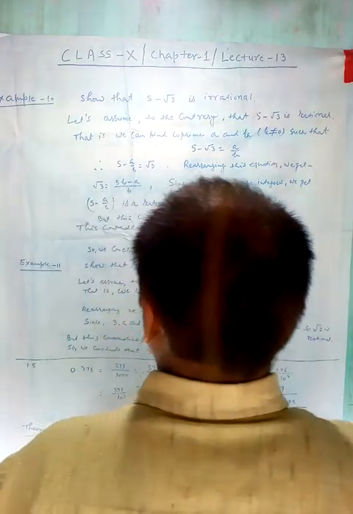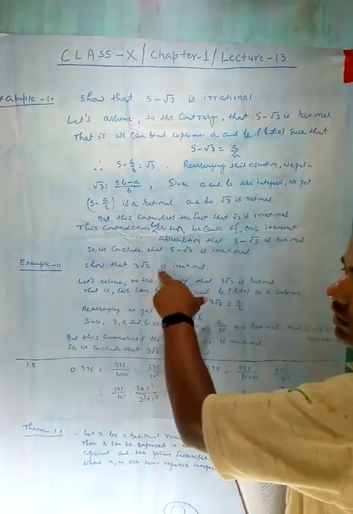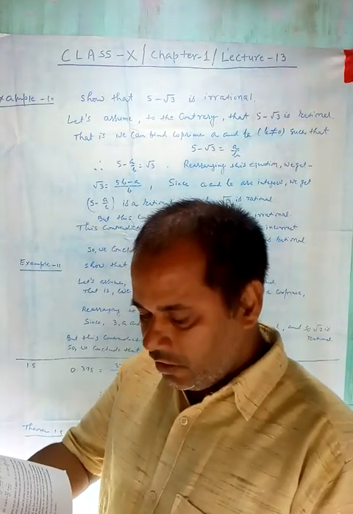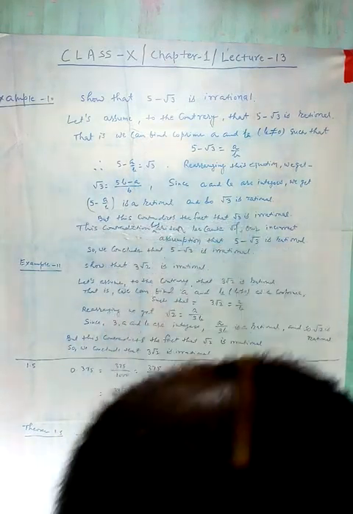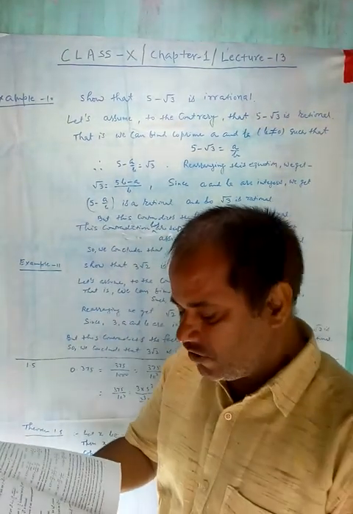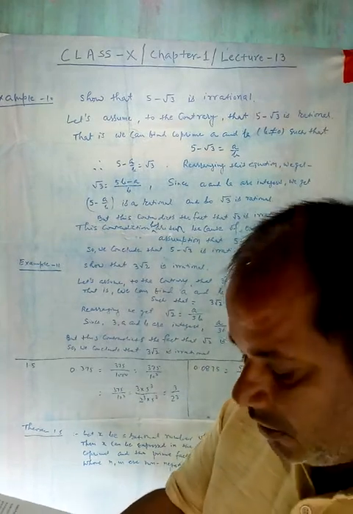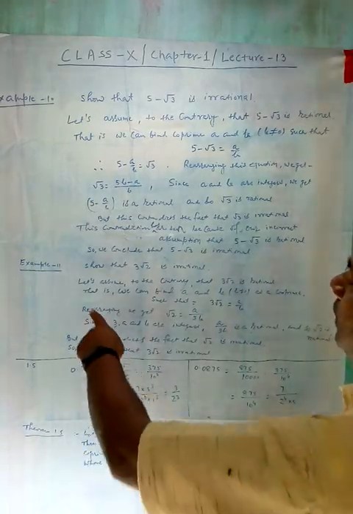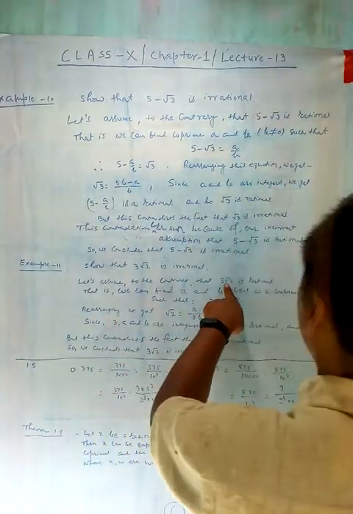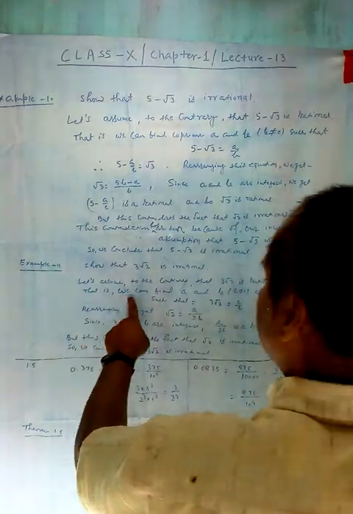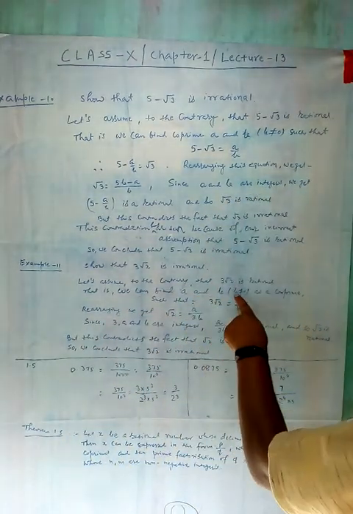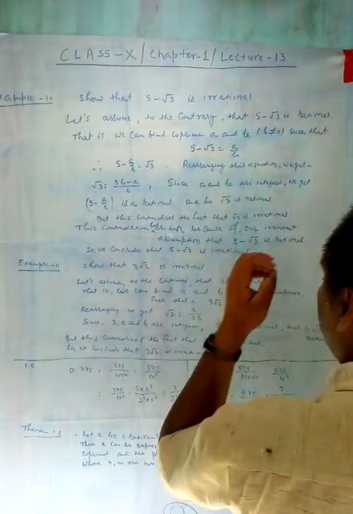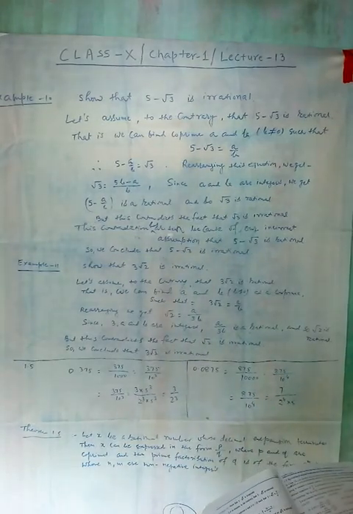Example number 11. Prove that 3 root 2 is irrational. It is in your book, example number 11. Let us assume to the contrary that 3 root 2 is rational. That is, we can find co-prime a and b, where b is not equal to 0, such that 3 root 2 is equal to a by b.